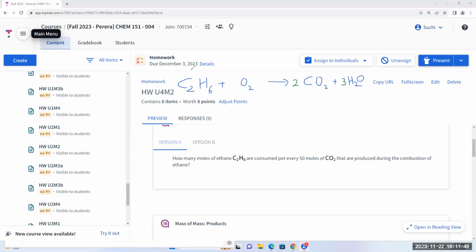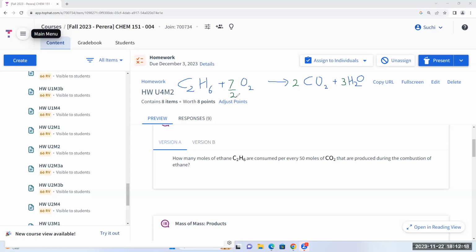Now oxygens, I have 2 on the reactant side, but on the product side we have 7, 4 from the carbon dioxide molecules and 3 from the H2O molecules. Therefore, I want to have 7 on the reactant side as well. So I'm going to multiply this by 7. But if I do that, I'm going to get 14 atoms, not 7. So I'm going to divide that by 2. Now I have 7 oxygen atoms on the reactant side as well.